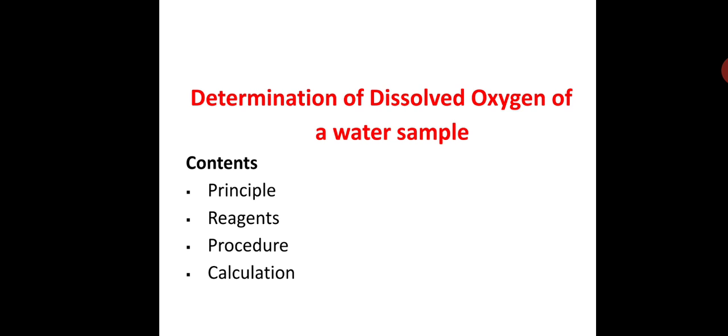Here I am going to discuss the determination of dissolved oxygen of a water sample. In the earlier video, session number 14, I discussed the determination of pH, acidity and alkalinity of the water sample. Here I will discuss how we can determine the dissolved oxygen of a water sample in the laboratory. The video consists of the principle, reagents required for the analysis, procedure and calculations.